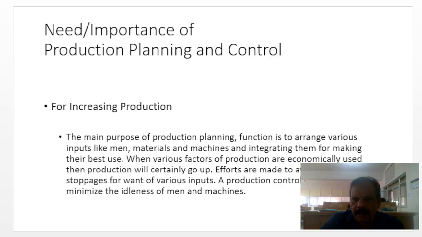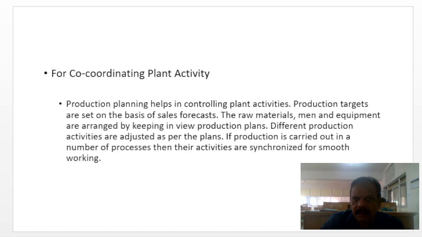Efforts are made to avoid production stoppages for want of various inputs. A production control program will minimize the idleness of men, machines and the material also. It is also used for getting the cooperation between the plant activities, and coordinating with other departments. Production planning helps in controlling plant activities.